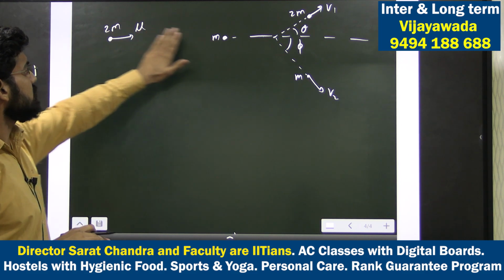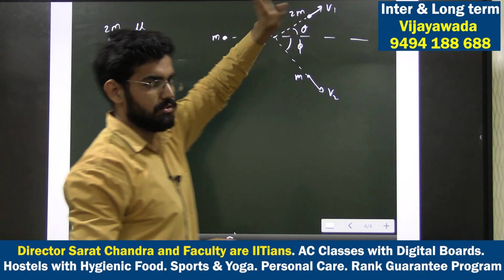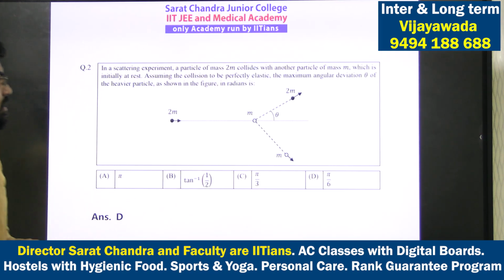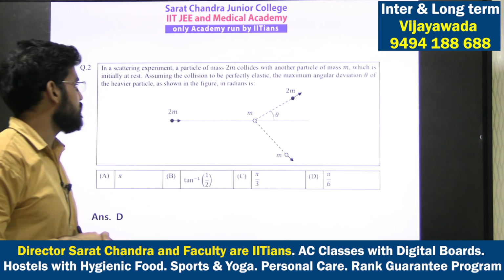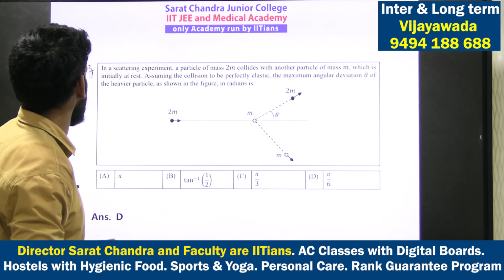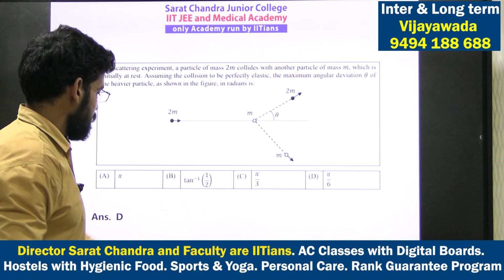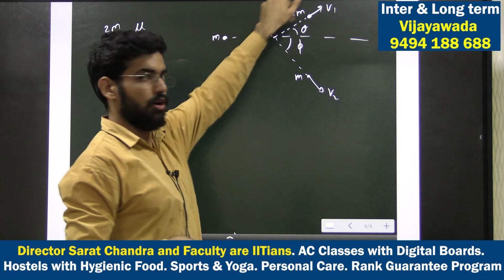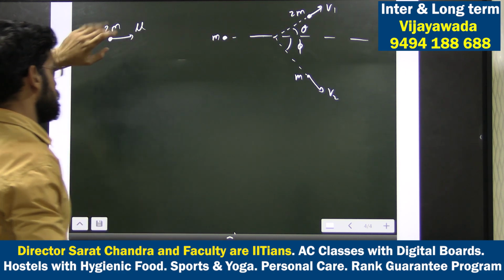So this 2m mass strikes this m mass and they went like this. First of all, in this question, an elastic collision is given and he asks for the maximum angular deviation theta, so the maximum value of theta. This is not a direct collision. It is an oblique collision. So that is clear.